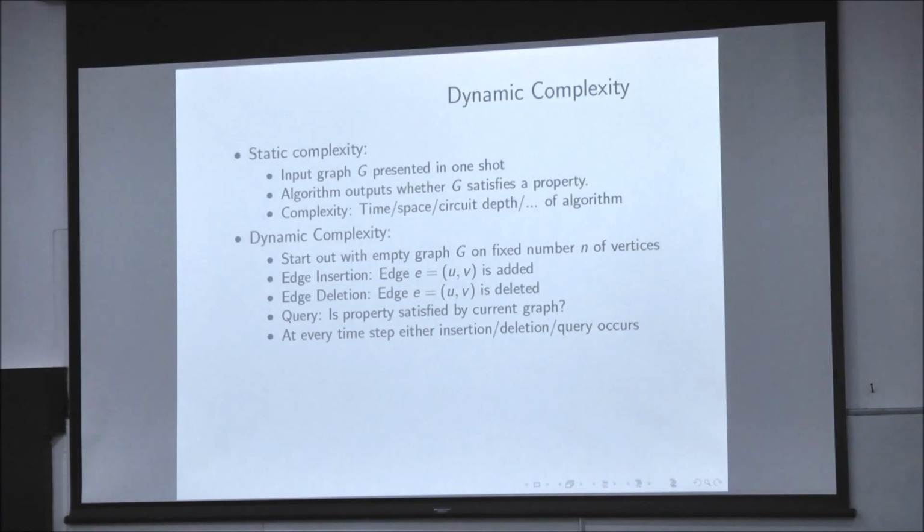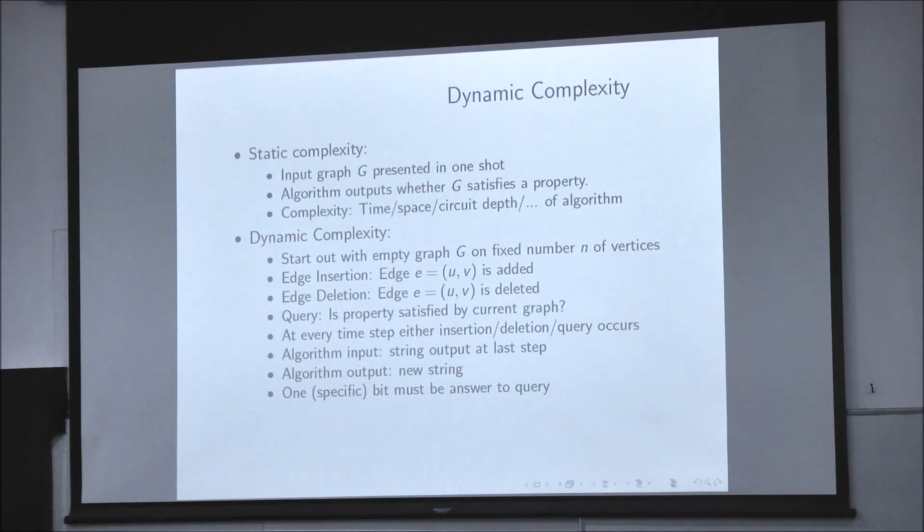And at every time step, one of these things occurs, as I said. The algorithm input. So now we have to describe how the complexity of these algorithms is measured. The algorithm input consists of the string output at the last step. Every step outputs a string. The algorithm input is the string output at the last step, and the algorithm output is a new string. And the point is, one specific bit must be the answer to the query.